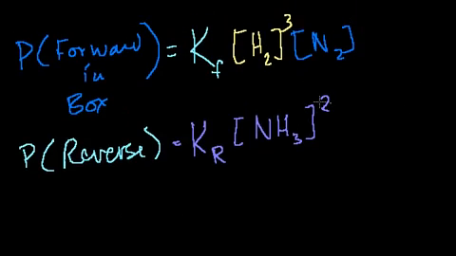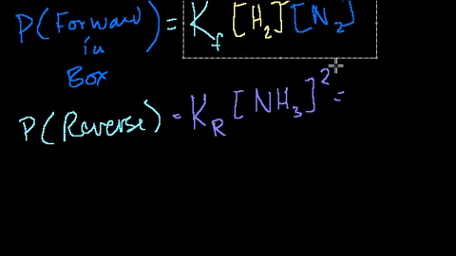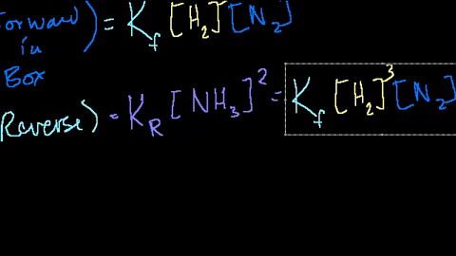And when we're in equilibrium, the probability of having a forward reaction in the box is going to equal the probability of a reverse reaction in the box. So these two things are going to equal each other. So this is going to equal, I could just copy and paste it, that up there. There you go.